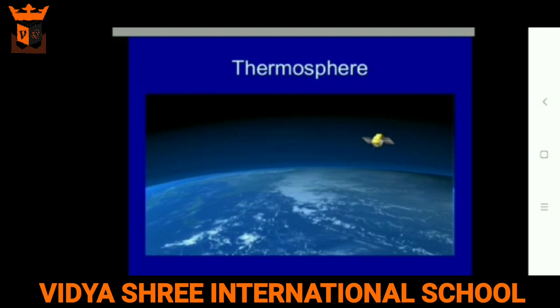Now let's learn about the next layer, that is the thermosphere. Beta, in the thermosphere, temperature rises very rapidly with increasing height. Thermosphere extends between 80 to 400 kilometers. And I'll tell you an interesting fact that this layer helps in radio transmission. In fact, radio waves transmitted from the earth are reflected back to the earth by this layer only.